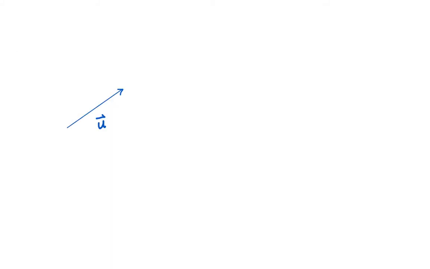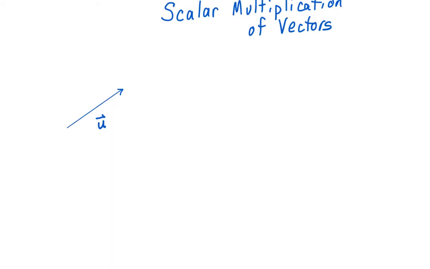We can also perform what is called scalar multiplication of vectors. Let's call this vector u, and let's play around with this a little bit. Let's take this vector and multiply it by 3. So I have my first vector, and then I have a second vector going in the same direction with the same magnitude, and I have a third vector with the same magnitude and the same direction.